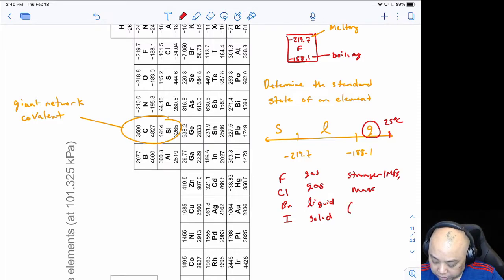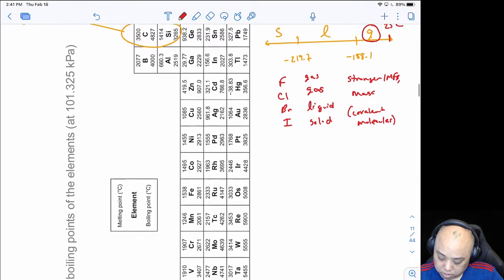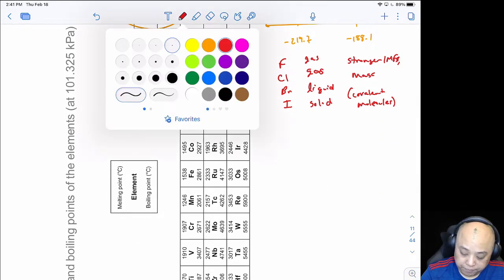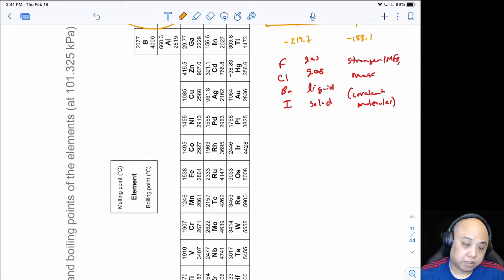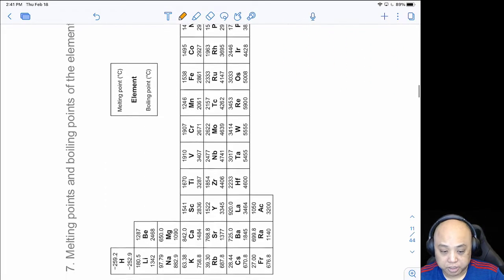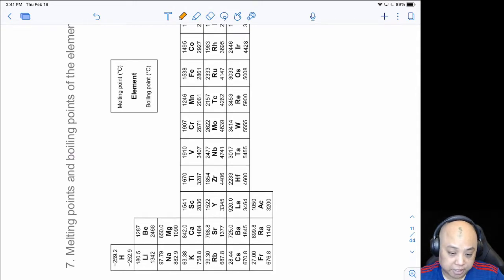And that's because the greater mass makes the attractive forces stronger, which then allows things to solidify. And this has to do with covalent molecules. Conversely, if you look at metals, you'll notice that they decrease as they go down. Now, they're all still solid, but they decrease as they go down for the most part.